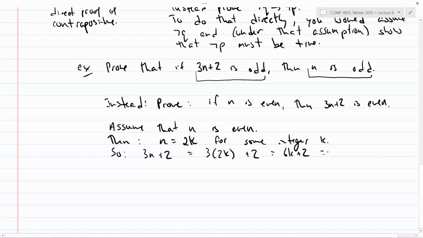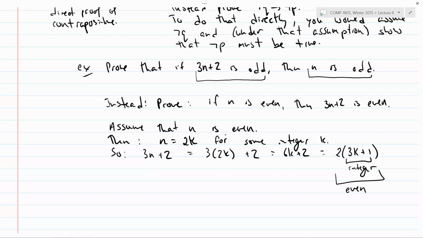And now I'm shooting for the fact that 3n plus 2 is even. So at some point I'm going to have to factor out a 2. If I factor out a 2, what's left is 3k plus 1. Now if k is an integer, then 3k plus 1 is an integer. So this is 2 times an integer, which means it's even. So under the assumption that n is even, I derived that 3n plus 2 is even. And so the contrapositive of that, if 3n plus 2 is odd, then n is odd, must also be true, because the implication is logically equivalent to its contrapositive. Any questions about this proof?